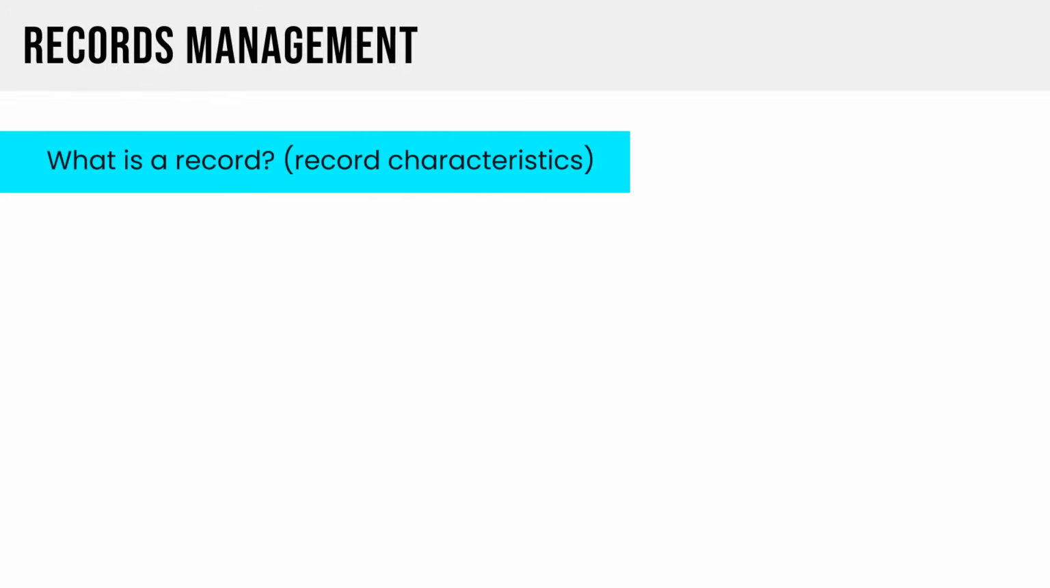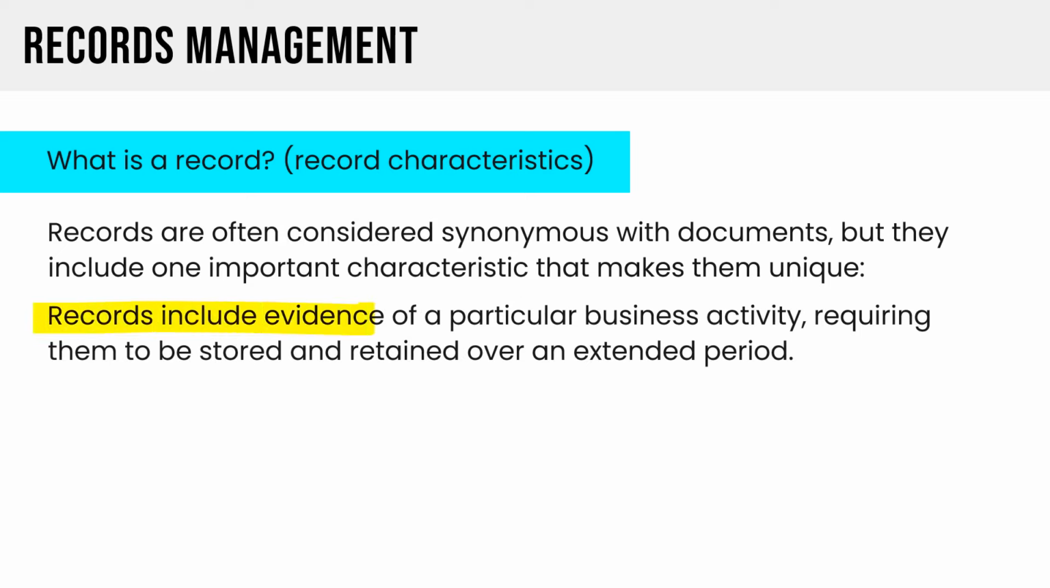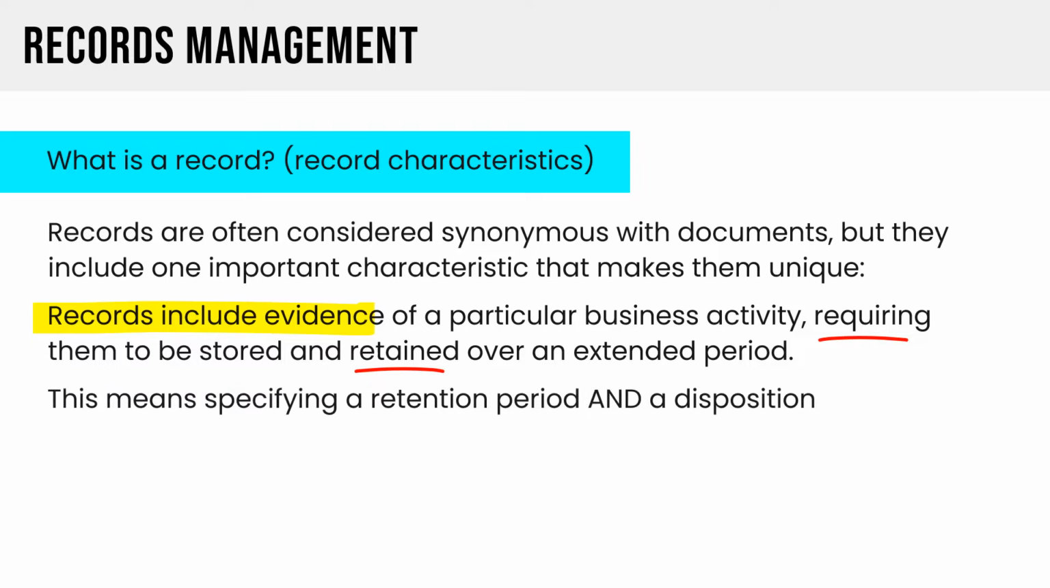So what is a record exactly in the first place? Well, records are often considered synonymous with documents, but records are different from a plain old document in one important way that makes them very unique. Records include evidence of a particular business activity, requiring them to be stored and retained over an extended period. So this means we need to specify a retention period and a disposition, which means what are we going to do with that document at the end of that retention period. Typically it's going to be a disposition review and then deletion, or maybe just deletion depending on the situation.